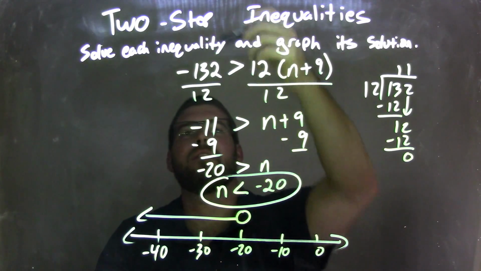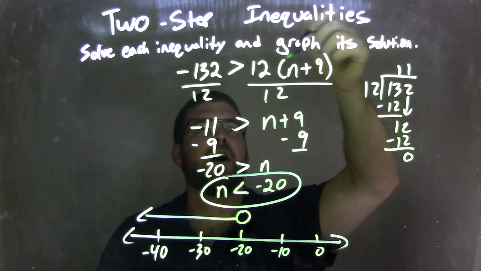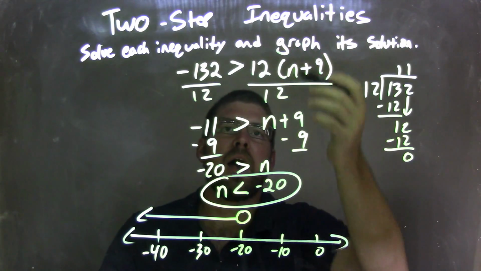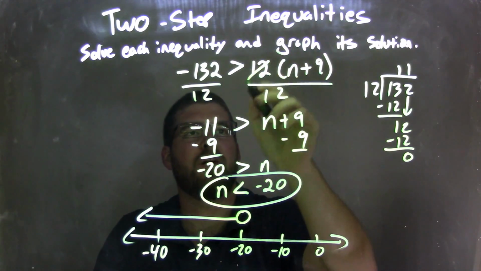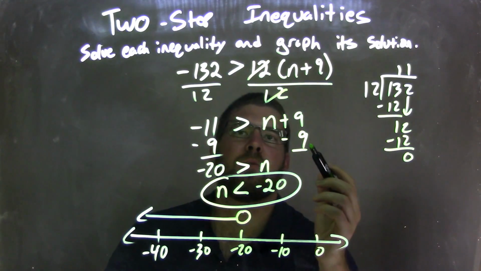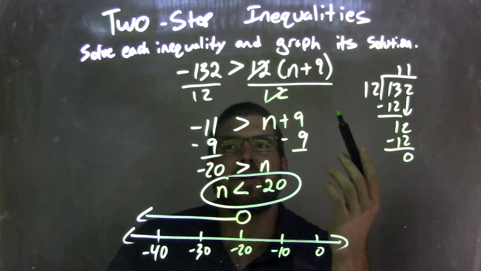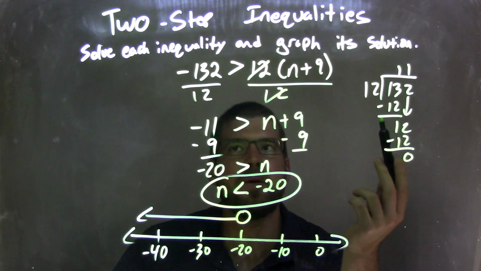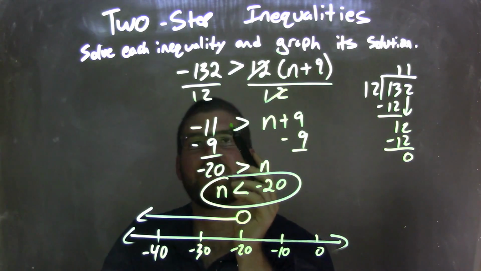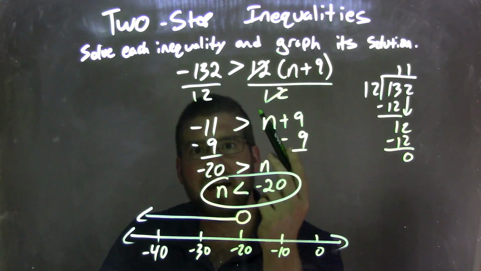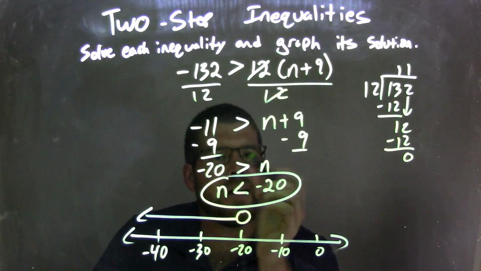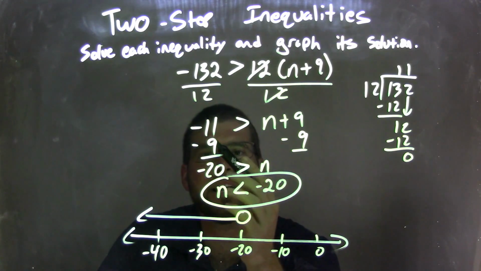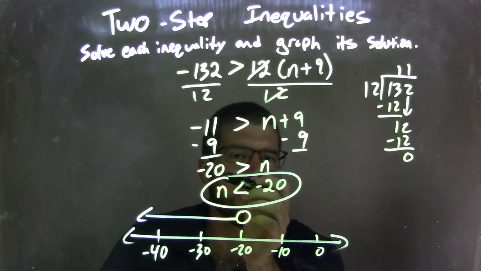So let's recap. We're given negative 132 is greater than 12 times (n plus 9). I divided both sides by 12 to get rid of this 12 right here, leaving me with the n plus 9 on the right. Negative 132 divided by 12, using long division, comes out to negative 11, because remember, a negative divided by a positive is a negative. I then subtracted 9 from both sides, leaving me with n by itself on the right, and negative 11 minus 9 being negative 20 on the left.